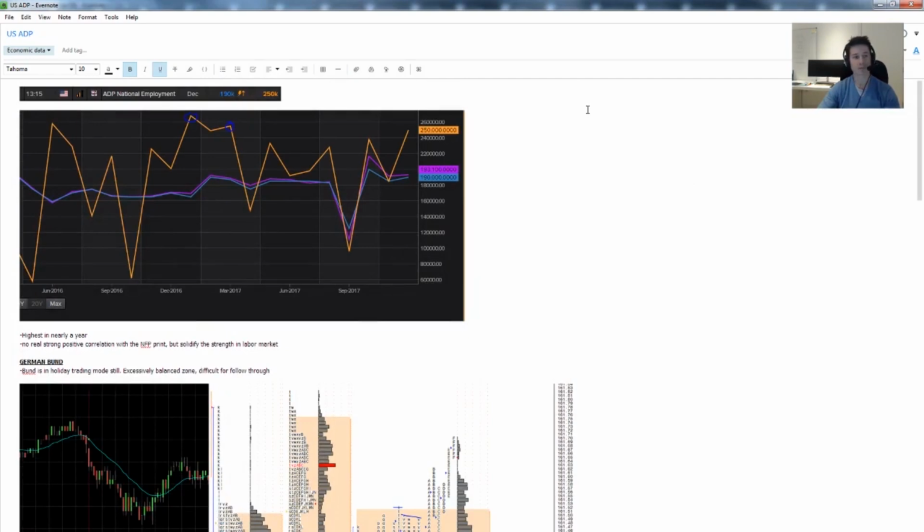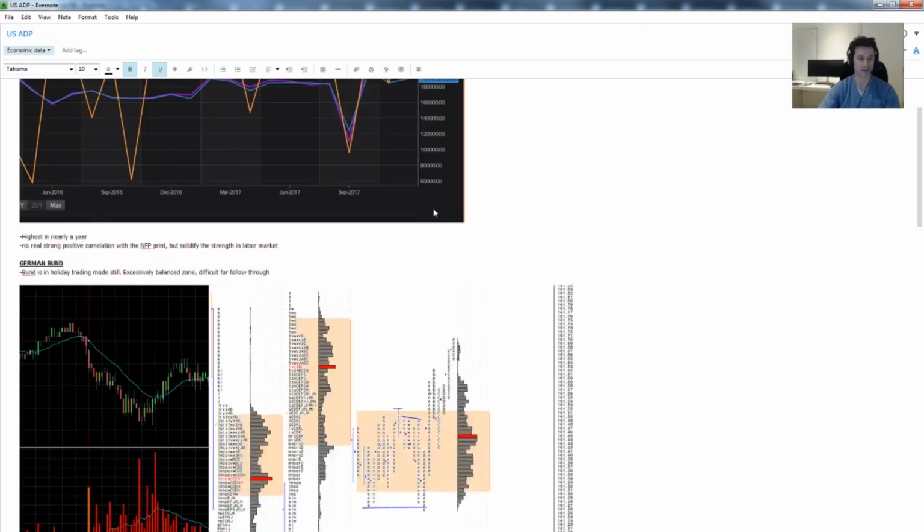So again, we go and observe it. What was expected? What came out? What is that in terms of historic? Is it a high number, a low number, good, bad? What does it mean? We put things into context. We build the picture for ourselves. We then go and observe it. Highest in nearly a year. No real strong positive correlation with NFP, but solidifies the strength. So we go and really observe this data piece called ADP.